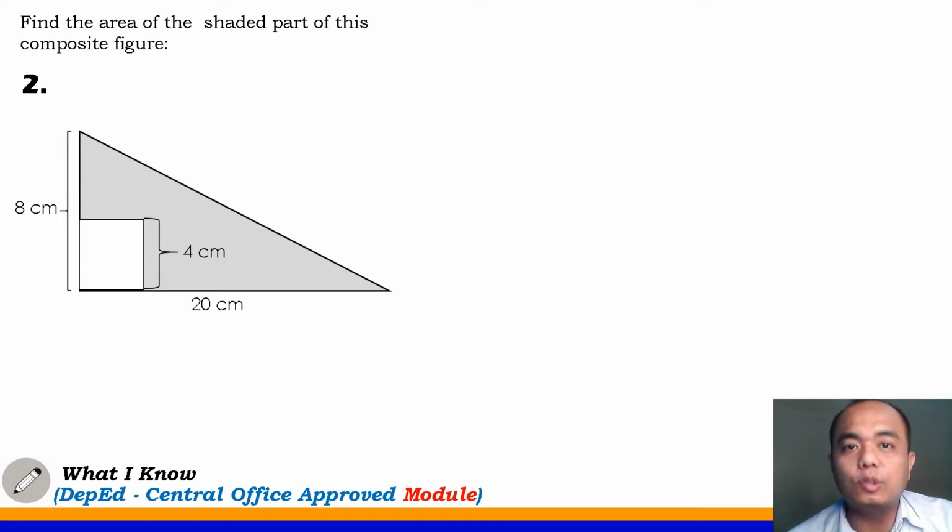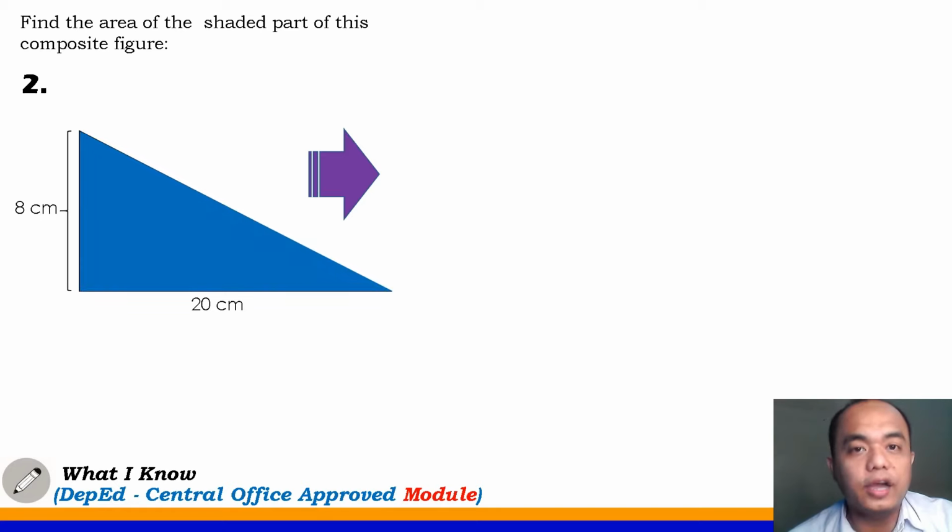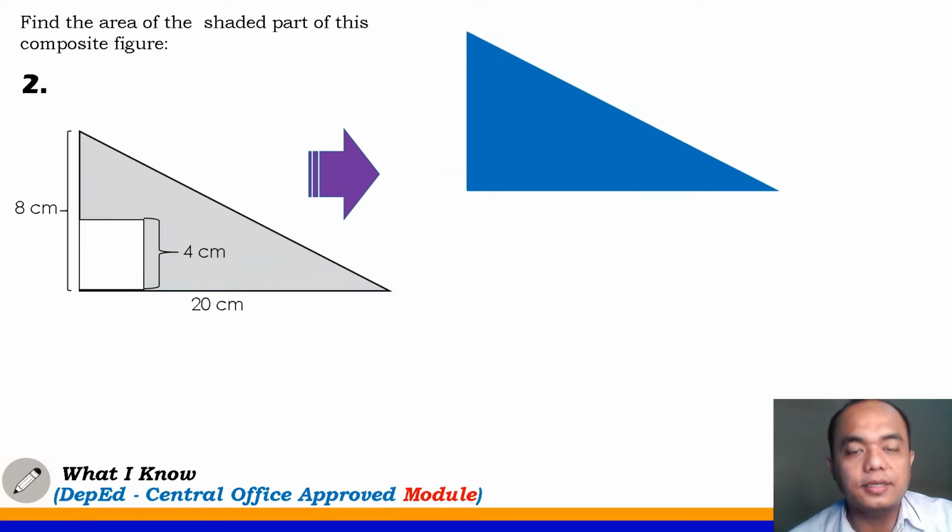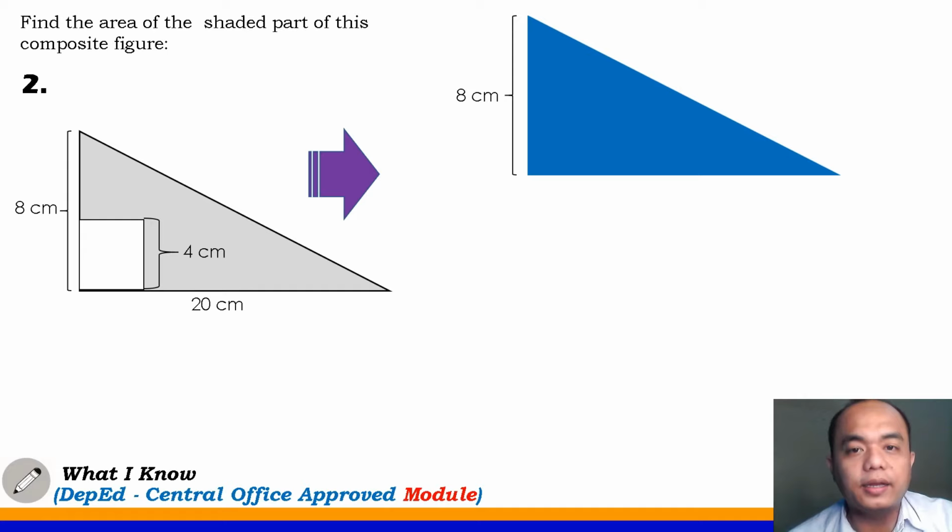Now let's proceed to item number 2. Let's find the area of the shaded part. So obviously we have two overlapping figures again here. So we expect that there will be subtraction in our solution. Let's identify first what figures are formed in our composite figure here. So we have the triangle here. Let's extract it. And then let's find its height, which is 8 centimeter.